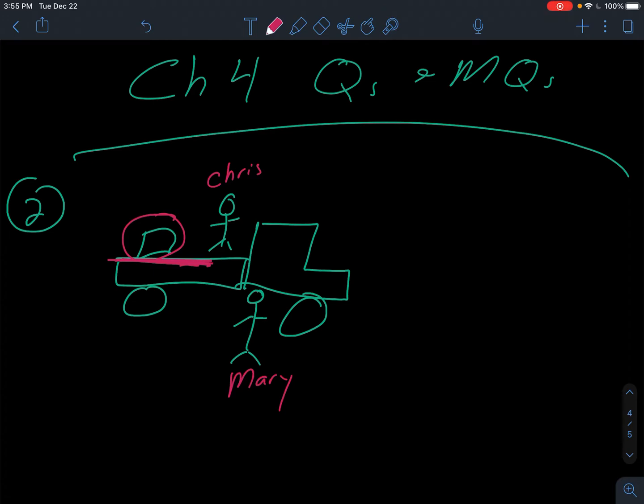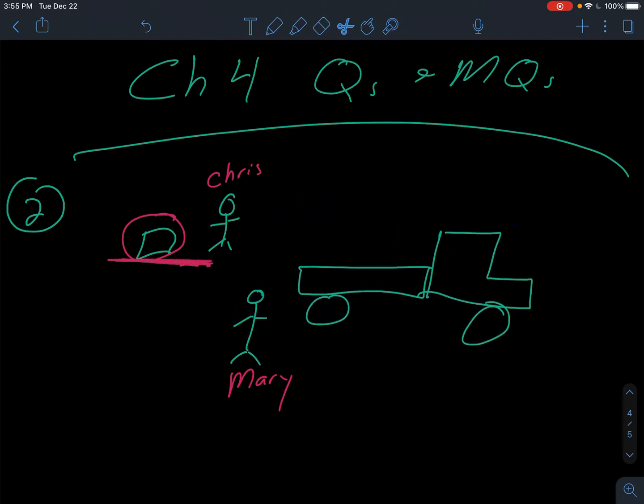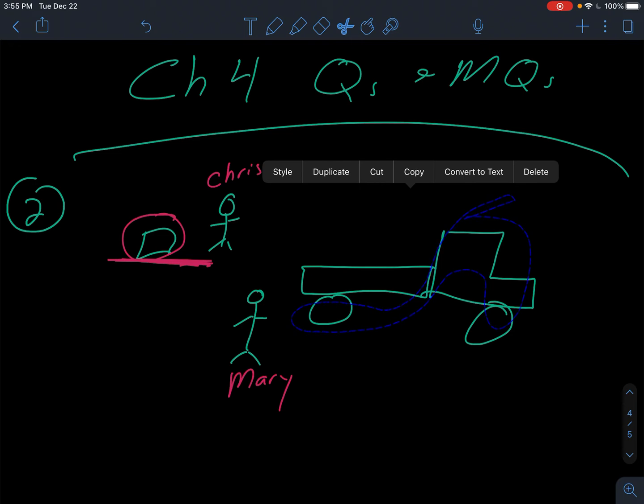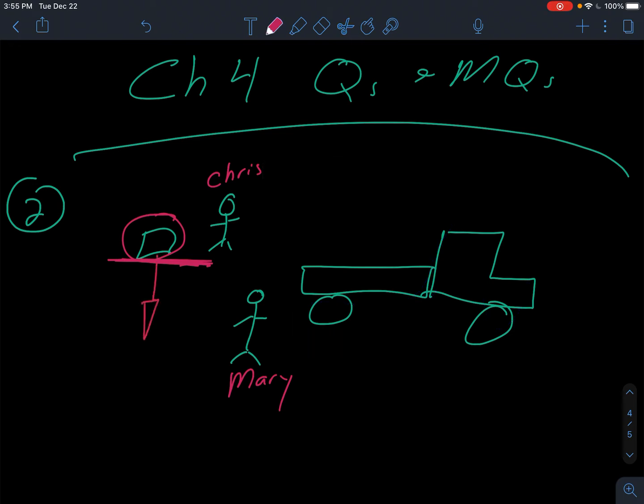And after the truck goes to the right, can I do this? After the truck goes to the right, oh, that worked awesomely. The box will fall straight down because there's nothing causing it to move to the right because there's no friction.